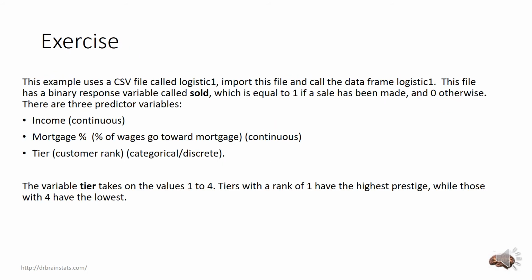Our last exercise is to build a logistic model. Using the CSV file called logistic1, import this file and call it logistic1. This file has a binary response variable called sold, which is equal to 1 if the sale has been made, and 0 otherwise. There are 3 predictor variables: income, mortgage percentage, and tier. The variable tier takes the values 1 to 4. Tiers with a rank of 1 have the highest prestige, while those with 4 have the lowest.